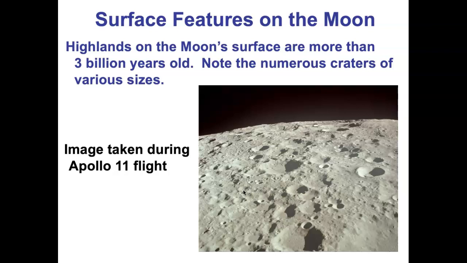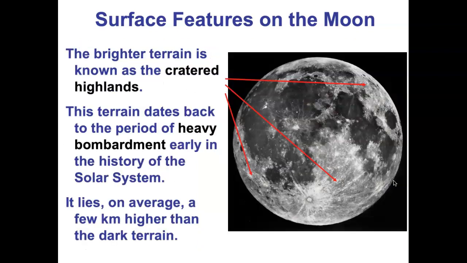In this case, 3.5 billion years old. Since it's been sitting there unchanged, it's been subject to a lot of impacts. Things have been hitting this area over and over, and every time an impact happens, you get a new crater. These highlands date back to the period of heavy bombardment. We talked about this when we talked about the formation of the solar system. The period of heavy bombardment was that first billion years, when the solar system was teeming with leftover planetesimals, chunks of rock and ice crashing into all the planets and moons.